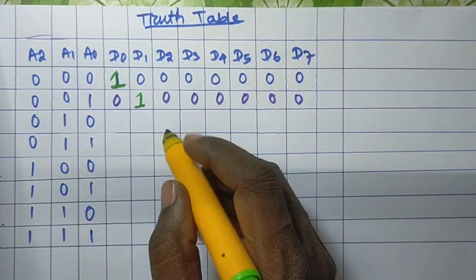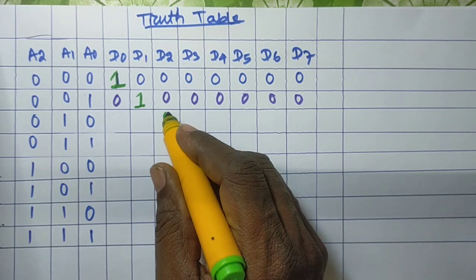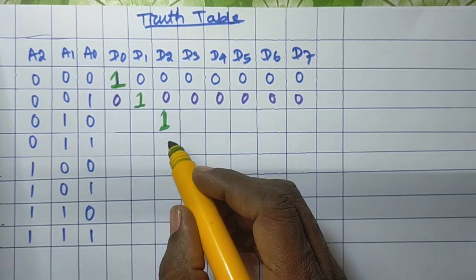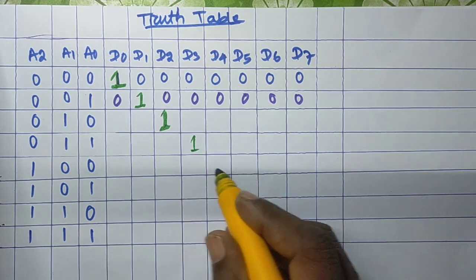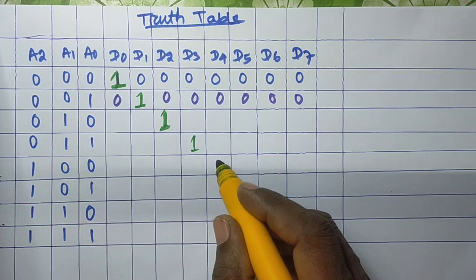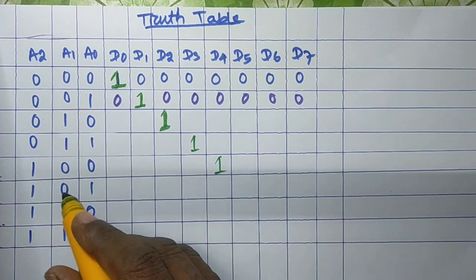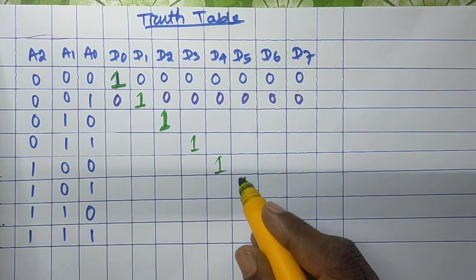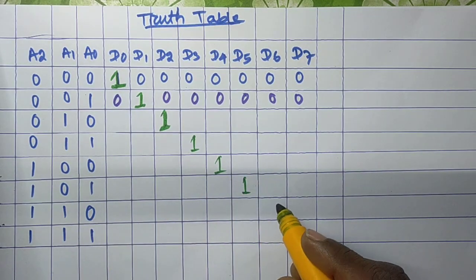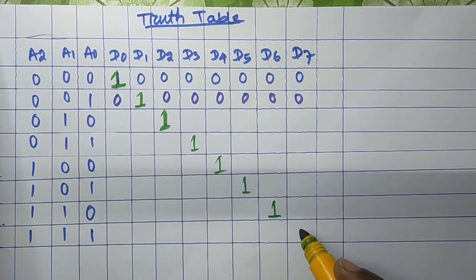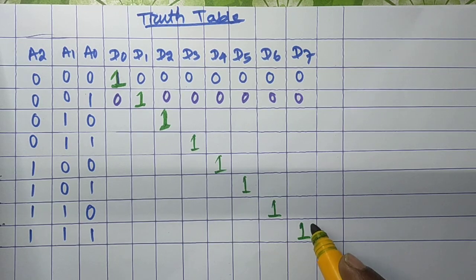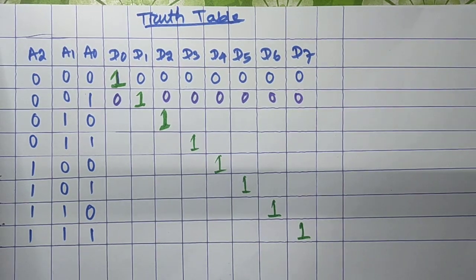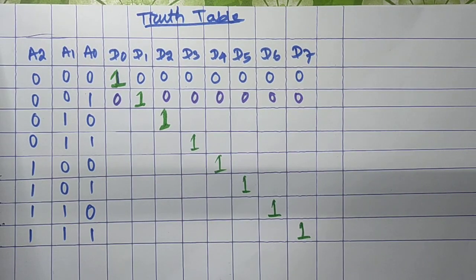Here is a 2. Here 2 means here it is 1. Okay, it will be activated. Similarly, here is 3. Here will be 1. Okay, here is 4, that will be activated. Here is 5, that will be activated. Here is 6, that will be activated. Here will be 7, that will be activated. Very simple. In this way, the different outputs will be activated.